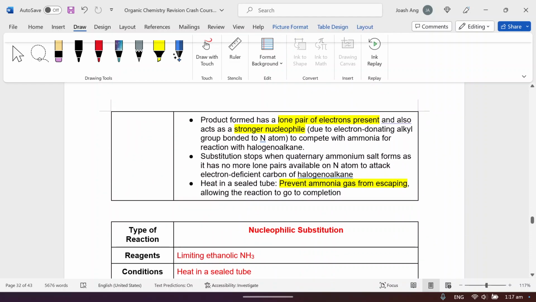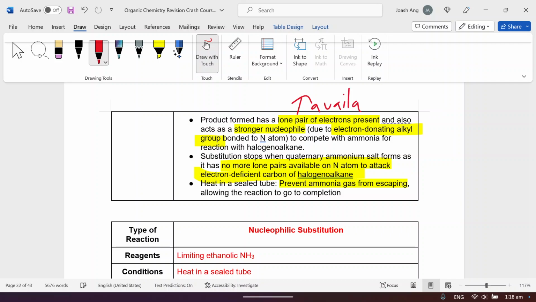Substitution will stop when the quaternary ammonium salt is formed because there are no more lone pairs available on the nitrogen atom to attack the electron deficient carbon. Okay? And the reason why further nucleophilic substitution is possible is because the product formed has a lone pair of electrons, and it also acts as a stronger nucleophile because of the electron donating alkyl group that increases the electron density on the nitrogen, making the lone pair of electrons more available.